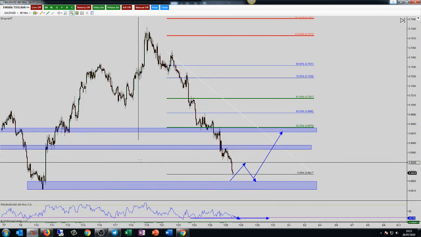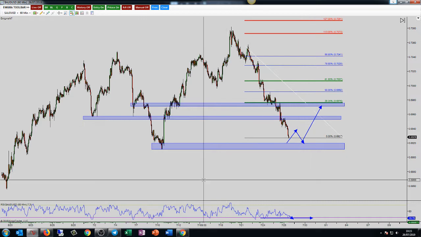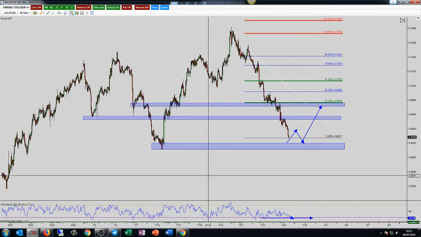Here on the 60 on the Aussie dollar, not a great deal. I'd be waiting for us to come down into that structure level.